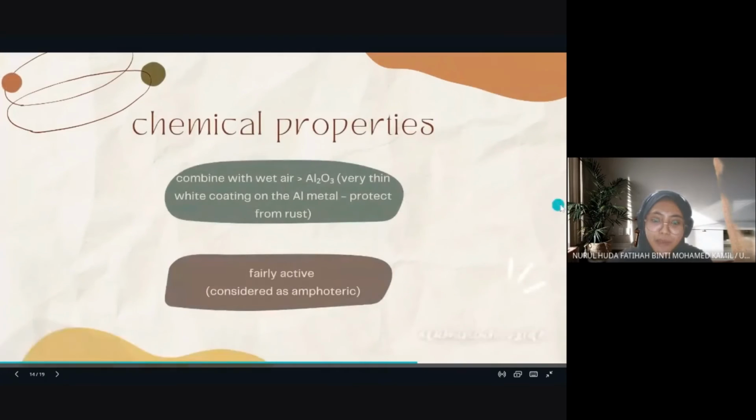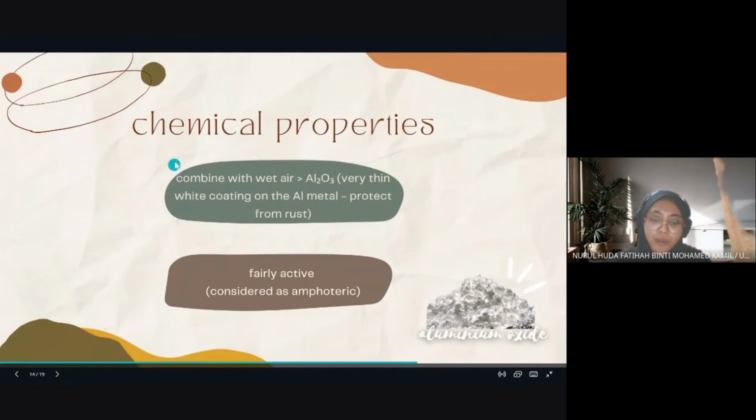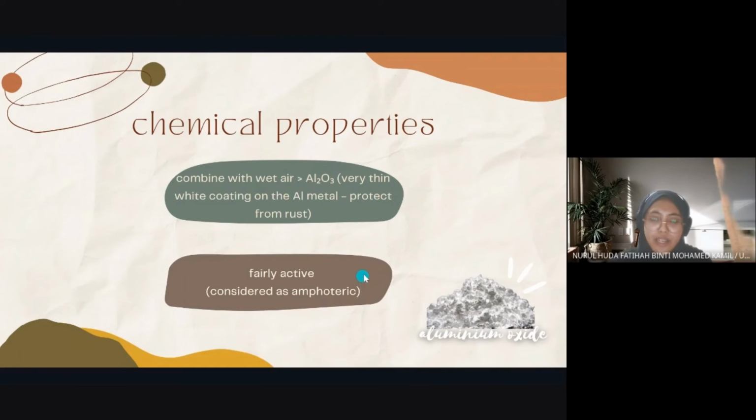The chemical properties of aluminium. When it combines with wet air, it produces aluminium oxide, which is a very thin white coating on the aluminium metal, and it protects from rust. It is fairly active and considered amphoteric because it reacts with both acid and alkali.